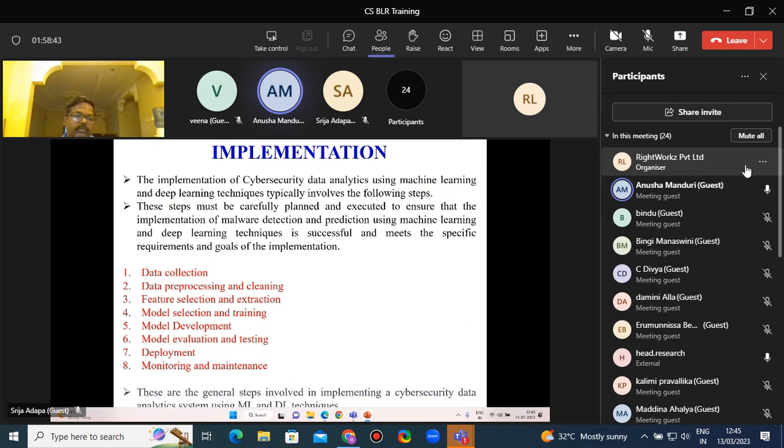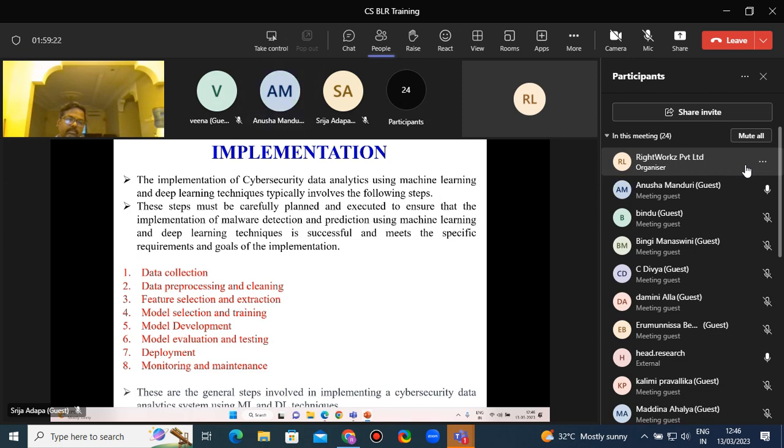Implementation. Implementation of cybersecurity data analytics using machine learning and deep learning techniques typically involves the following steps. These steps must be carefully planned and executed to ensure that the implementation of malware detection and prediction using machine learning and deep learning techniques is successful and meets the specific requirements and goals of the implementation. And they are: data collection, data processing and cleaning, feature selection and extraction, model selection and training, model development, model evaluation and testing, deployment, monitoring and maintenance. Next slide.